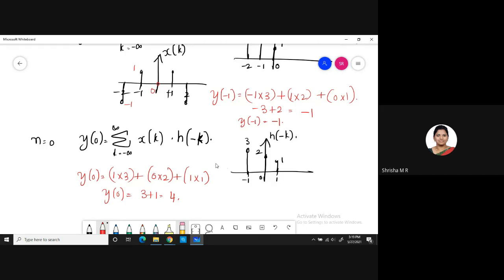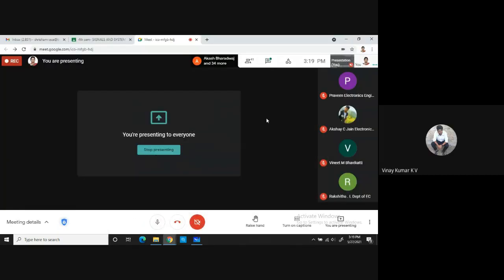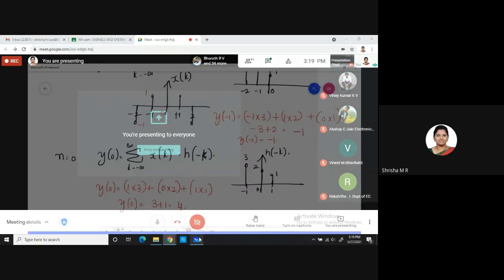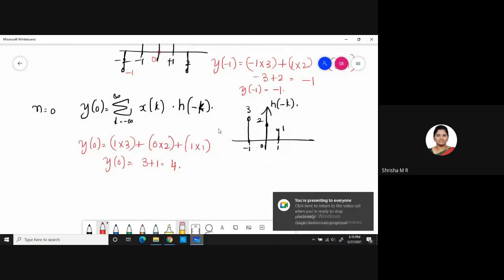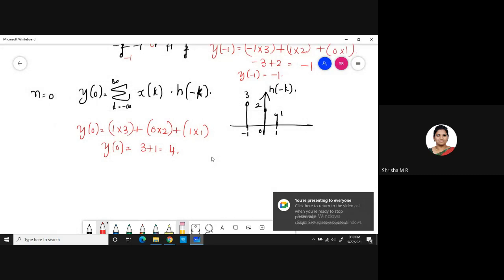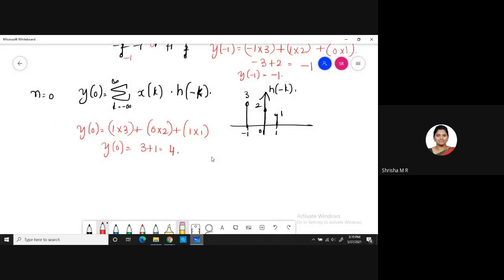Is it clear, guys? You are following or not? You have to tell me. Following, ma'am. Okay. So now n is equal to 0 is done. Now do n is equal to +1. Like that you have to do till n is equal to 3.